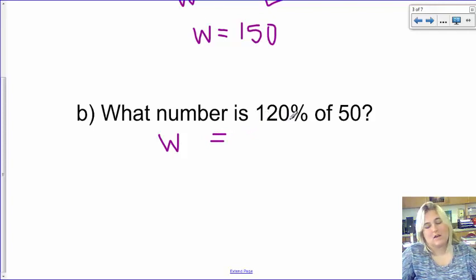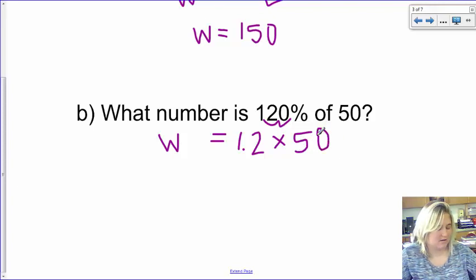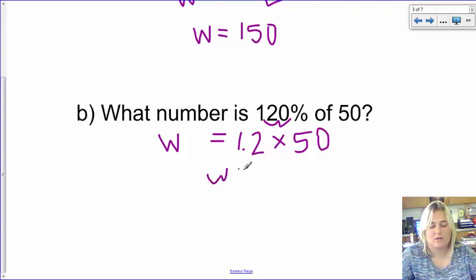120%, remember that to change a percent to a decimal, we have to move that decimal place 2 times away from the percent sign, so we have 1.2. Of 50. Of means to multiply, and then 50. So all we have to do is punch that into our calculator, 1.2 times 50, and that gives us our W, or our number that we're looking for, equals 60. Final answer.